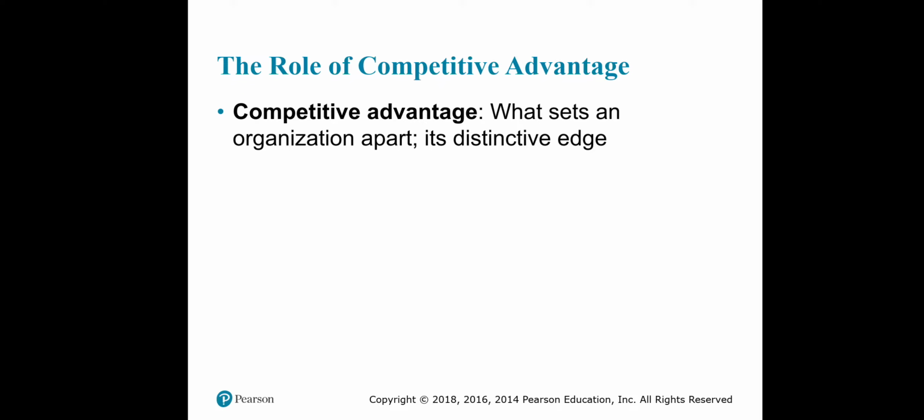Developing an effective competitive strategy requires an understanding of competitive advantage, which is what sets an organization apart. That is, it's its distinctive edge. That distinctive edge can come from the organization's core competencies, by doing something that others cannot do or doing it better than others can do it.